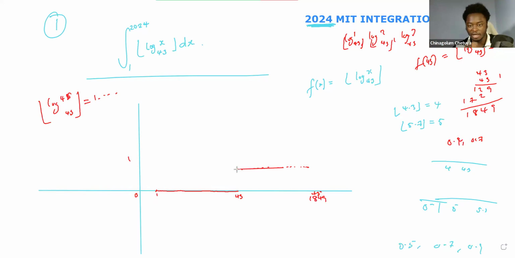So this function is going to be 1 all throughout until we get to 1849, where it suddenly jumps to 2. So if we get to 1849, this is 1, it's going to jump to 2. And then it's going to maintain this run until we get to, let's say, 2024. Let's try to take 43 cubed.